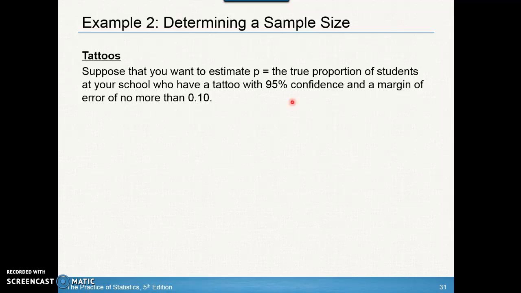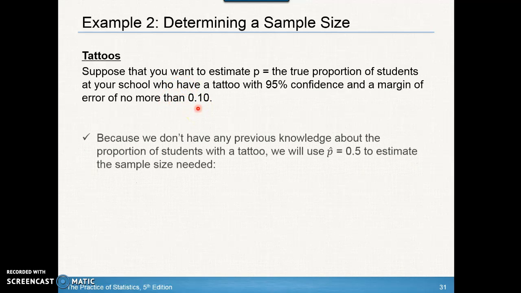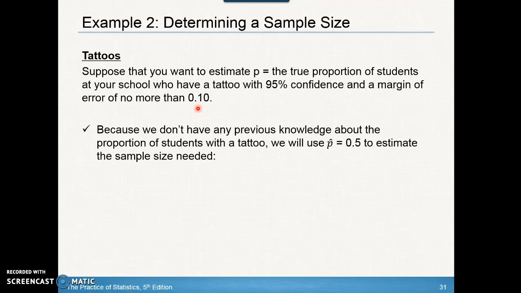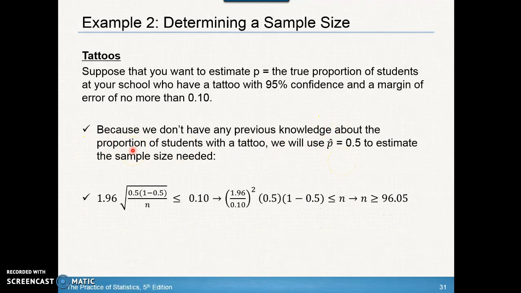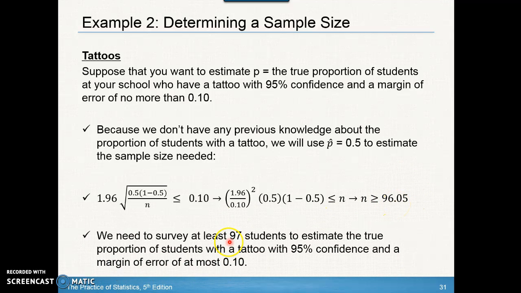Okay, so suppose we want to estimate the true proportion of students at your school who have a tattoo with a 95% confidence and a margin of error no more than 10%. Once again, because we don't have any previous knowledge about the proportion of students with a tattoo, we're going to use our proportion to be 0.5 to estimate the sample size needed. So once again, we're just plugging our information in, 95% confidence, like I said, hopefully you have that memorized by now. Plugging your information in, you should get 96.05. Notice how n is greater than or equal to 96.05, so you need to survey at least 97 students to get a margin of error that's less than or equal to 10%.